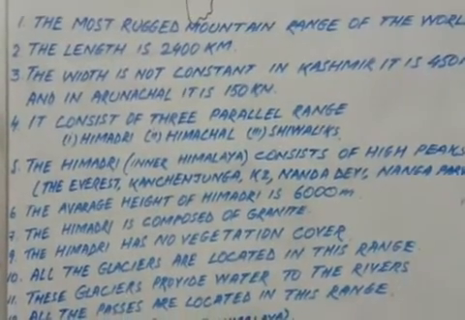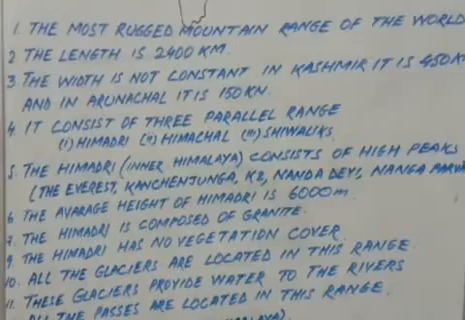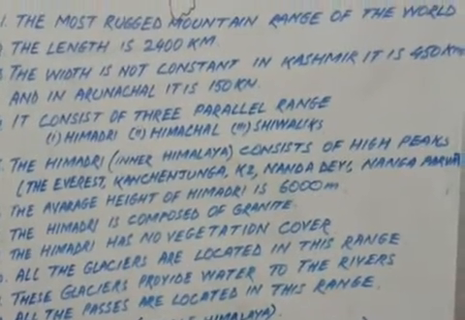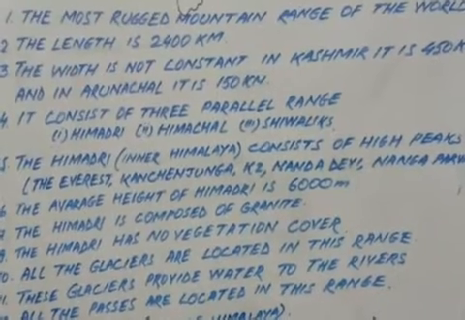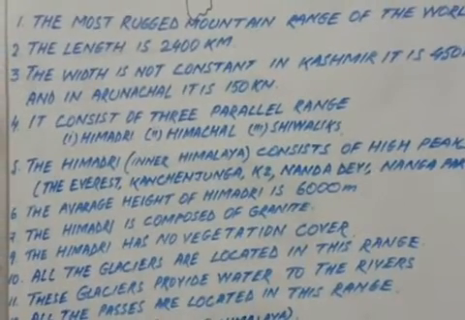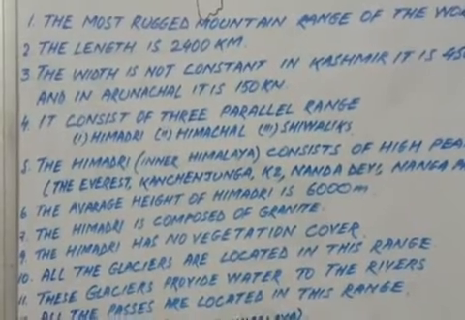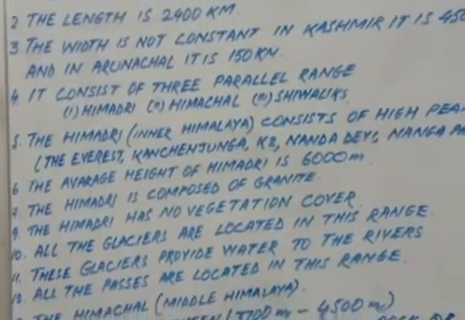Himadri is composed of what kind of stone? It is made up of granite. Himadri has no vegetation as it is such a high mountain range, so it does not have any cover of vegetation. Throughout the year it is covered with snow.